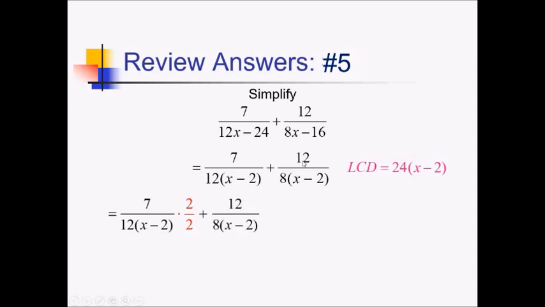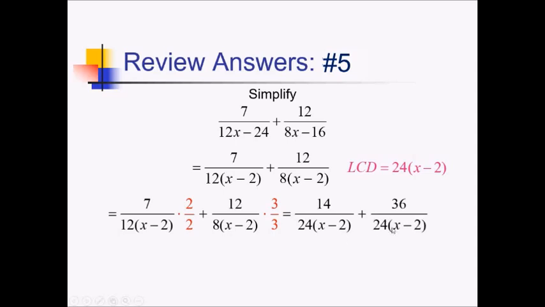For this other fraction, I've already got the x minus 2, but this 8 needs to be a 24. So I'll multiply by 3 over 3 to make that happen. Let's actually multiply now. So 7 times 2 gives me 14 in that first numerator. Downstairs, I've got 24 x minus 2, which is what I was aiming for because we were trying to get the LCD down there. For the second fraction, 12 times 3 gives me 36 up there. And again, we have 24 x minus 2 downstairs.